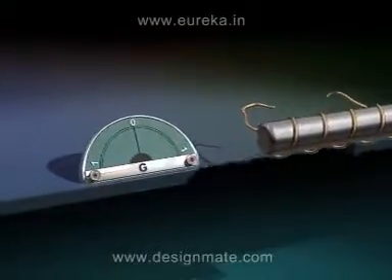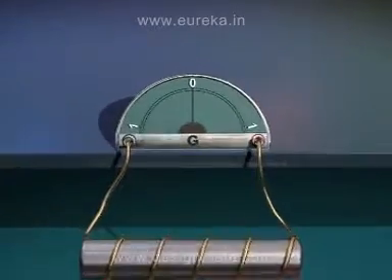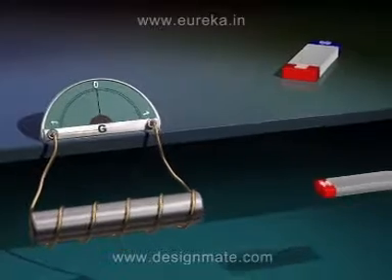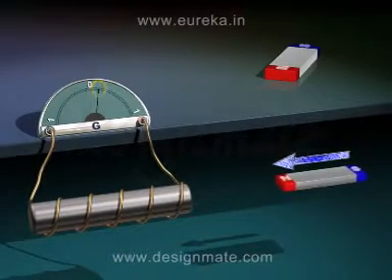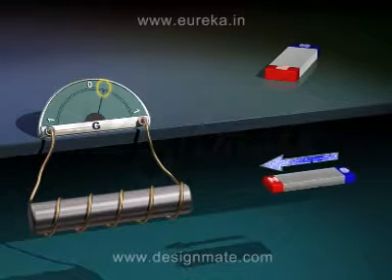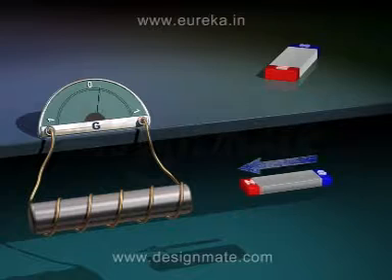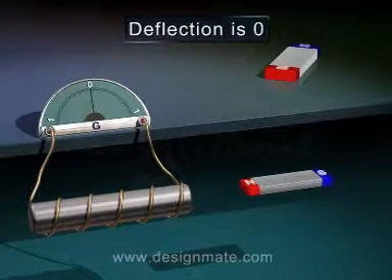Take a coil of wire. Connect a galvanometer with this wire. Now bring a magnet near the coil. You can see that the galvanometer starts deflecting. When the magnet is made stationary, the galvanometer shows zero deflection.